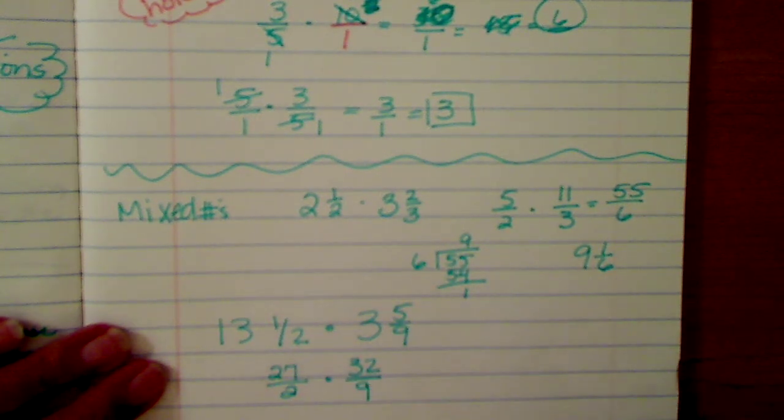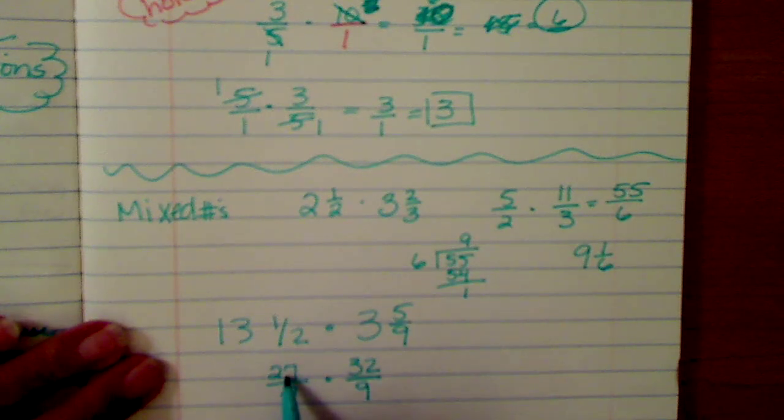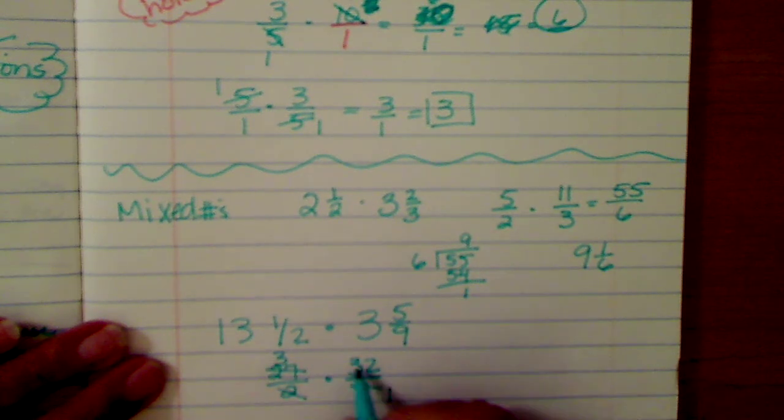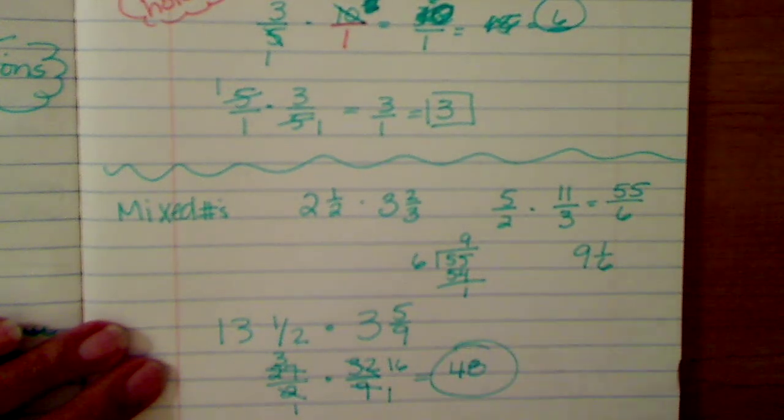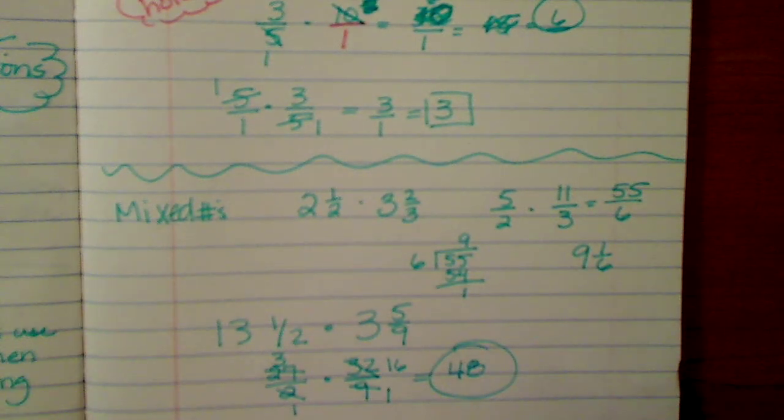And then I look for cross-factoring opportunities. So 27 and 9, 9 can come out of 27 3 times, and 2 can come out of 32 16 times. So now we just multiply 3 times 16, which gives me 48. And that is multiplying fractions and mixed numbers.